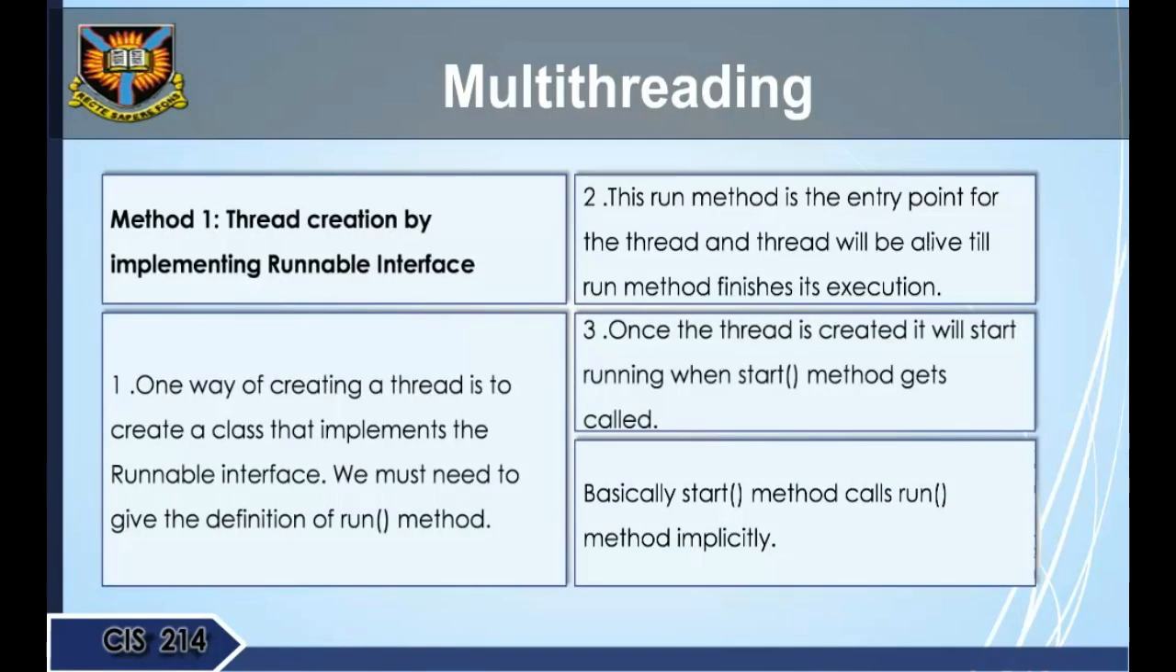Method 1. Thread creation by implementing the Runnable interface. 1. One way of creating a thread is to create a class that implements the Runnable interface. We must give the definition of the run method. 2. This run method is the entry point for the thread, and the thread will be alive till the run method finishes its execution. 3. Once the thread is created, it will start running when the start method gets called. Basically, the start method calls the run method implicitly.